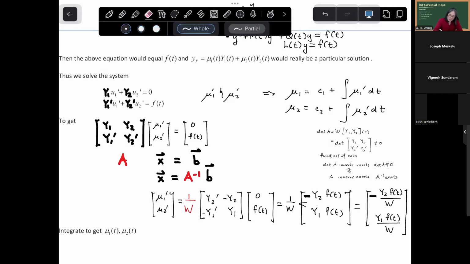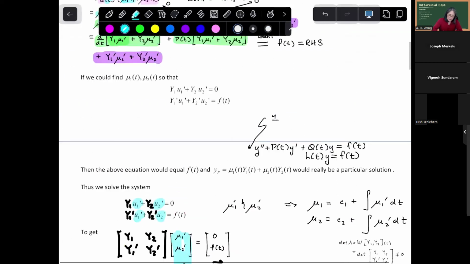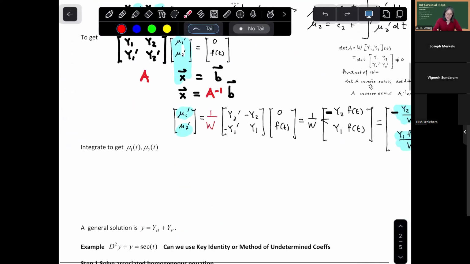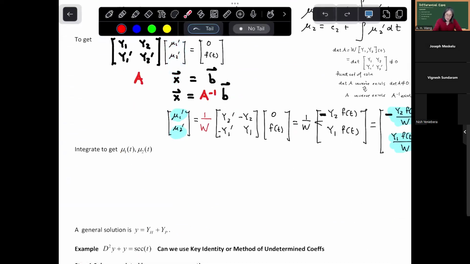And what are you going to get at the end of the process? You get the mu1 prime, because what are we looking for? We're looking for this and this, which is this. And we're looking for mu1 prime, mu2 prime, so that this is true. And if all this is true, then this is 0. Remember what that was all about? That would make this 0, that would make this 0, and this would make that f of t, and then the left-hand side would equal the right-hand side. Okay, so that was the point.